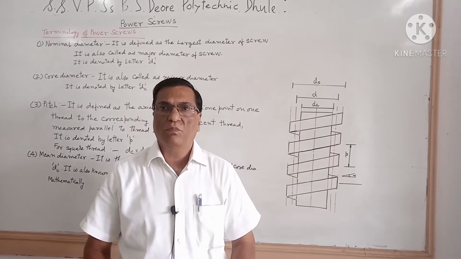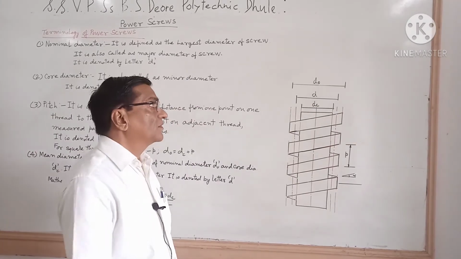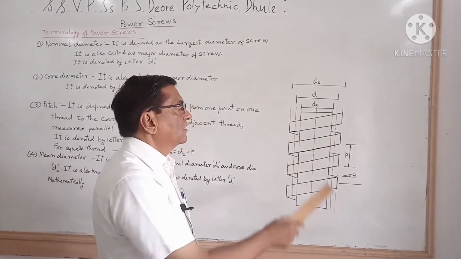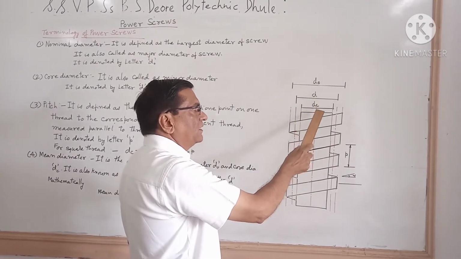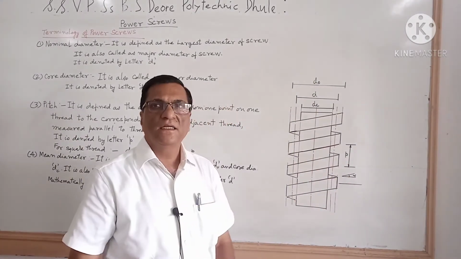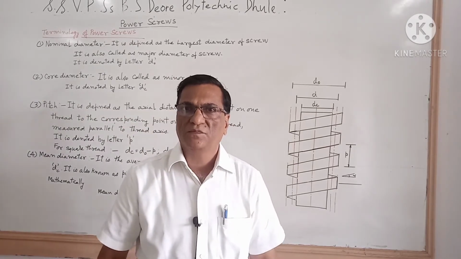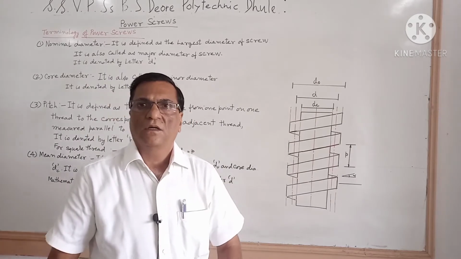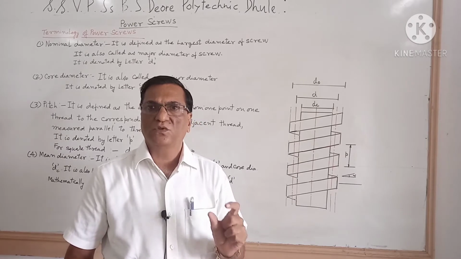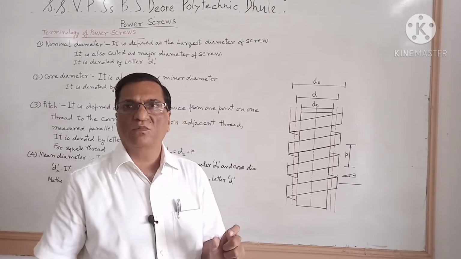Terminology used in power screws. The terminology used in power screws are major diameter, also known as nominal diameter, mean effective diameter and core diameter, pitch, helix angle and lead. Now we will study one by one. What is nominal or outer or major diameter? The largest diameter of the screw is known as the major, nominal or outside diameter of the screw.